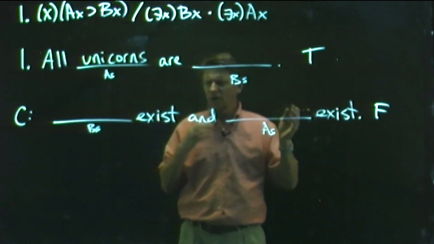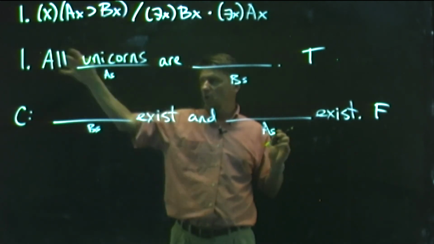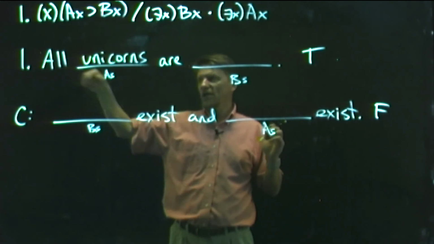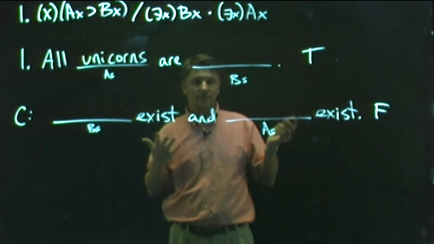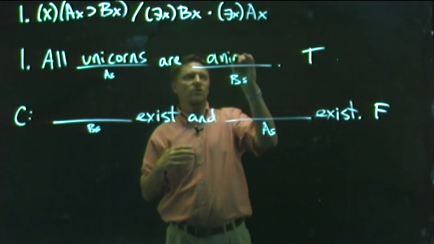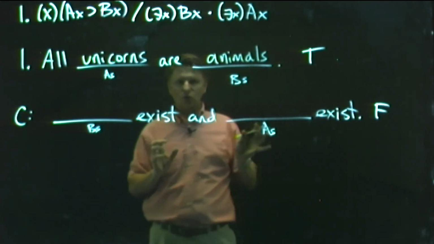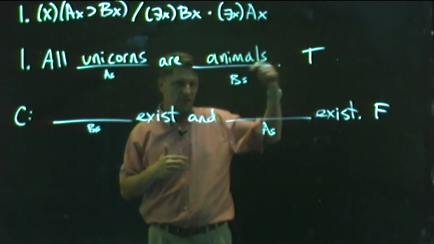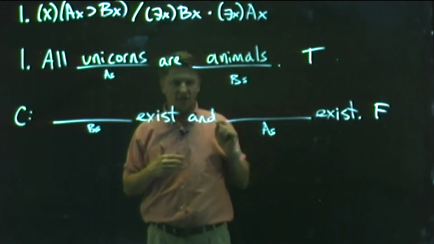all unicorns are, and what can make this true, right? Well, remember, all means if there is any, right? If there is any at all, if there are any unicorns at all, they would be what? Well, they would be animals, wouldn't they? Right? We know unicorns don't exist, but if there was such a thing as a unicorn, it would be an animal. So this is a true statement.